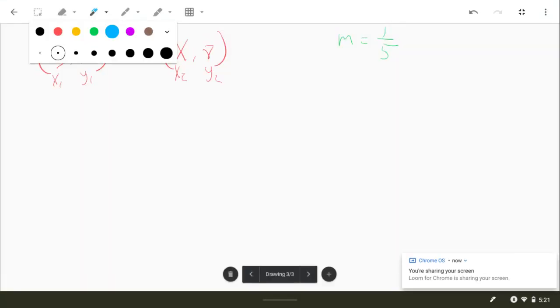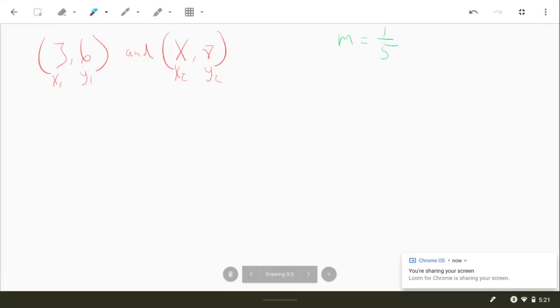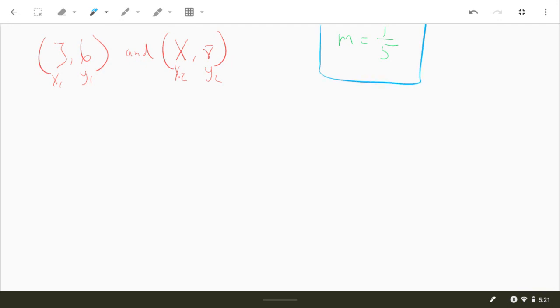All right, so I got two more examples for you here in this video. More of this stuff about slope. So they give us the 2 points, (3, 6) and (x, 8). And they also tell us that the slope between those is 1/5. So we're supposed to figure out what the value of x is.